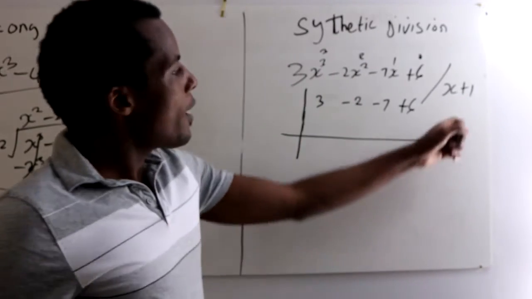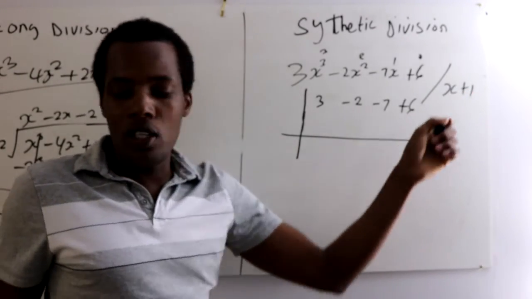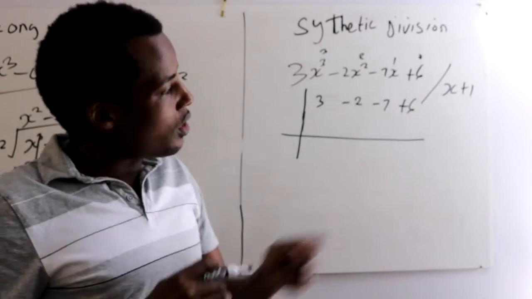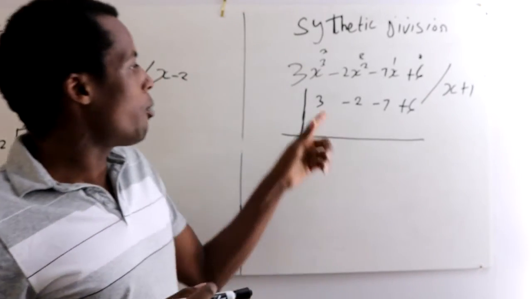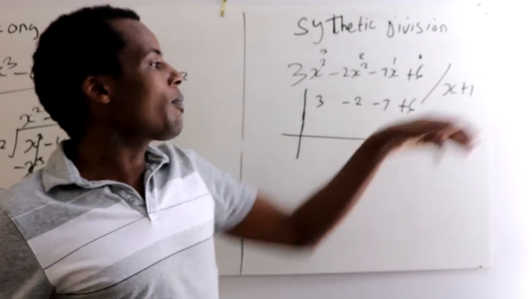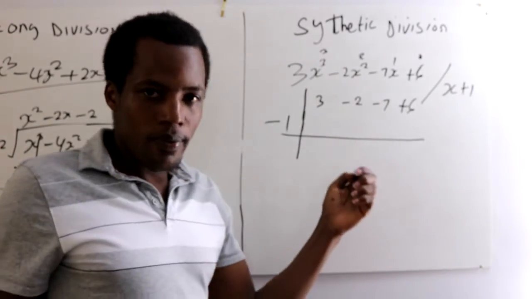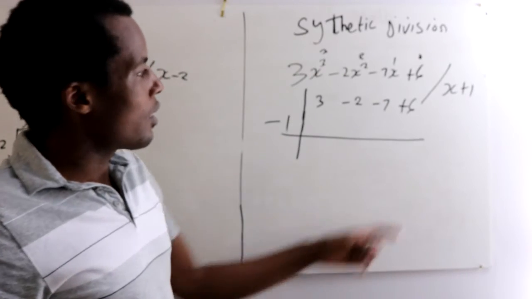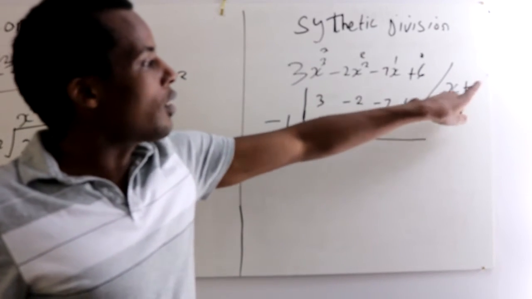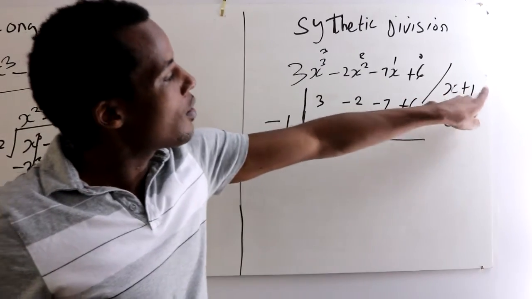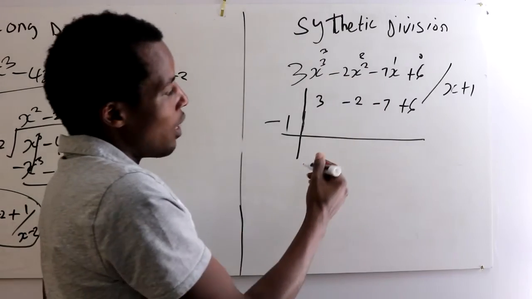That's it, guys. And outside over here, the denominator is positive 1. So when we have a positive 1 over here, what do you guys think we need outside the box? It's the opposite of what we have here on the denominator. It's a negative 1. And then we're going to bring it down here.